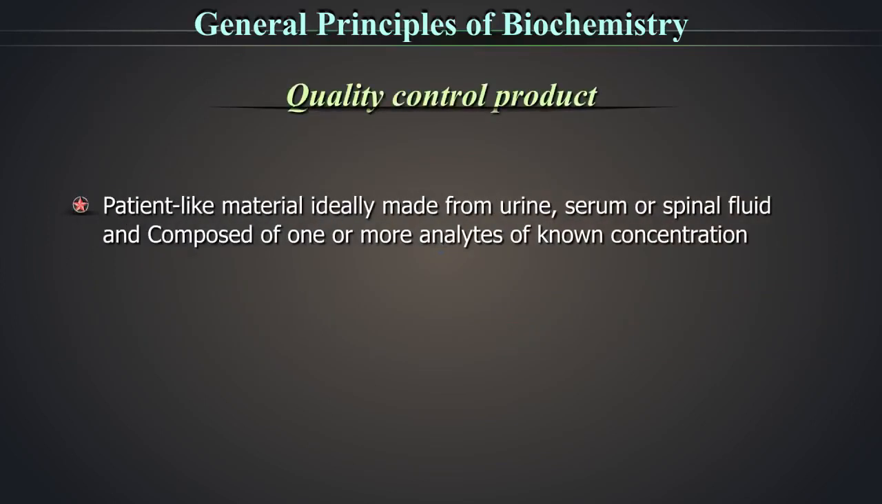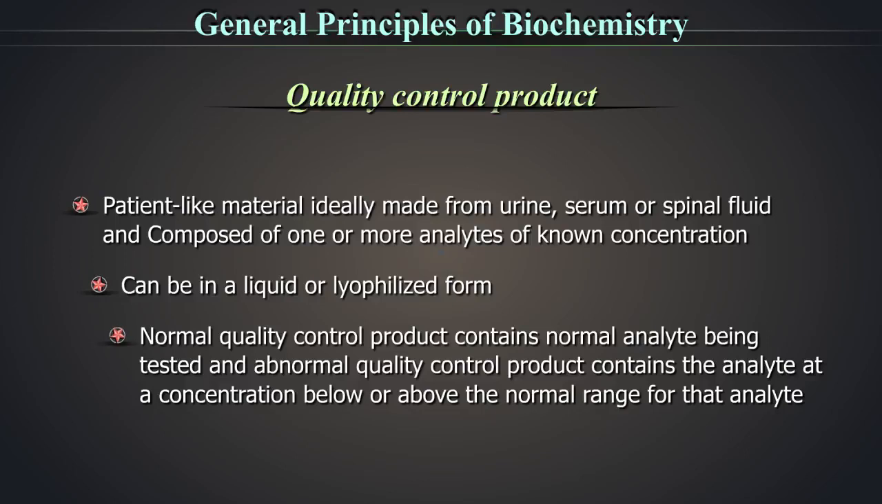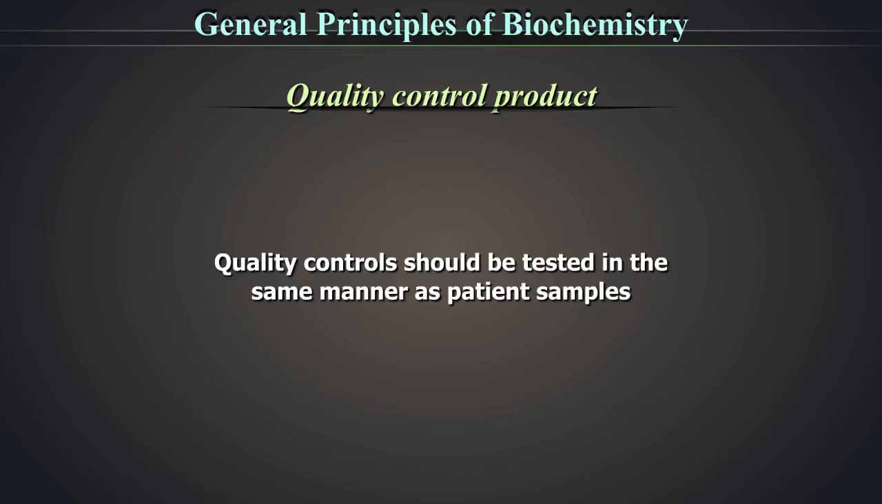Quality controls, QC. Quality controls are patient-like material, ideally made from urine, serum, or spinal fluid, and composed of one or more analytes of a known concentration. They can be liquid or freeze-dried, that is lyophilized. A normal quality control product contains a normal level of the analyte being tested, and an abnormal quality control product contains the analyte at a concentration below or above the normal range for that analyte. Quality controls should be tested in the same manner as the patient samples.